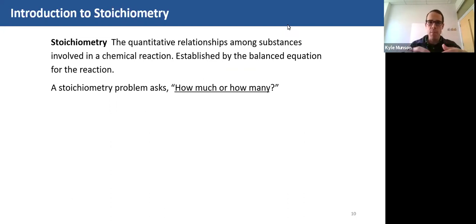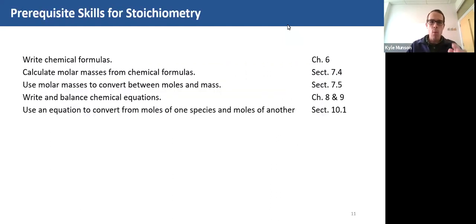And it comes from balanced chemical equations, where it's really critical that we know how to balance equations well. So a stoichiometry problem, when you're in the homework or a test or a quiz, is really asking you how much or how many of a substance, or particles, do we have. What you're going to need to know to be good at these problems will build off of a lot of what we've already learned.